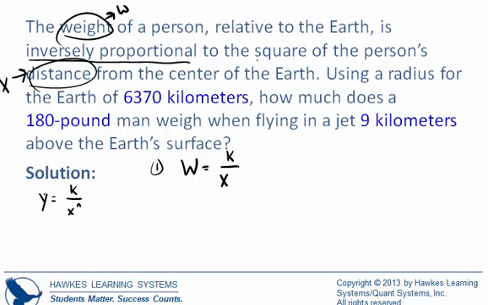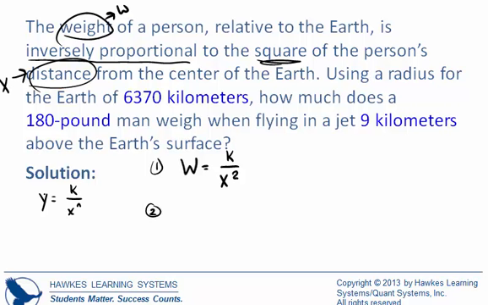And it says to the square of the person's distance. So I'm going to make it X to the second power. So our formula is W is equal to K over X squared. Now recall that the second step is to take the information that you're given and use it to solve for K. So what do we know?